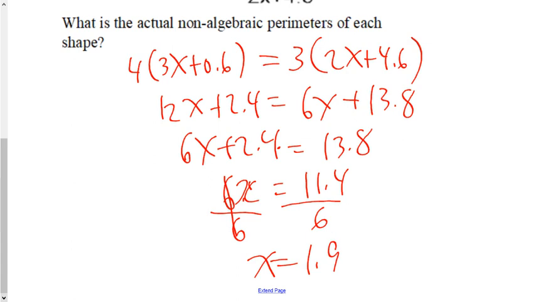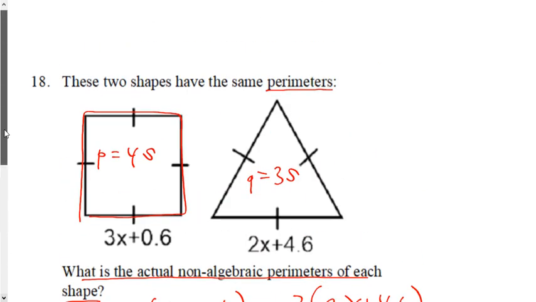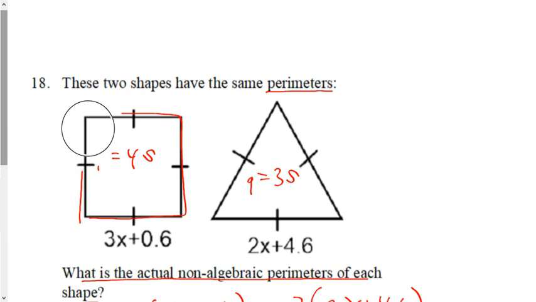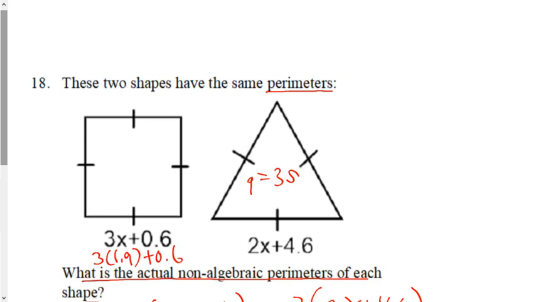Now, there were a lot of people who thought you were done, and this is where it becomes interesting, because you can't be done now. All you've solved for is x. And the question does not say, what is the value of x? It says, what is the actual non-algebraic perimeter of each shape? So once you have x equals 1.9, you've got to go back into the question. And if x equals 1.9, then that is the actual non-algebraic side length of that particular shape.